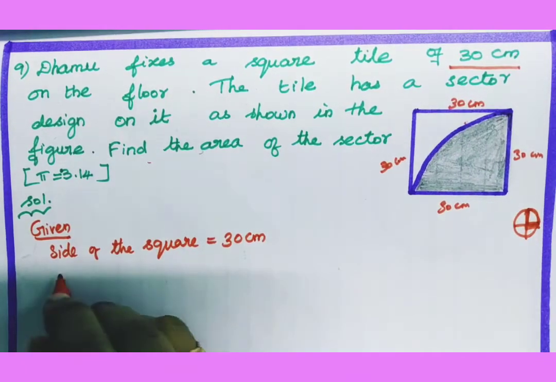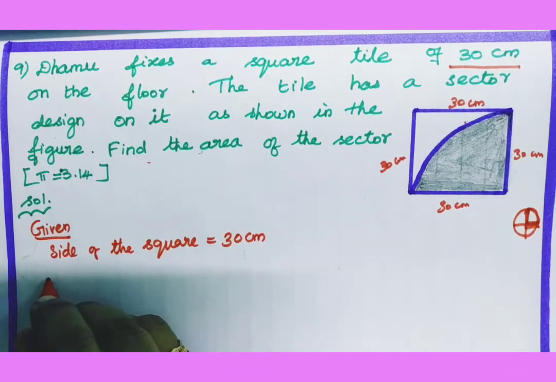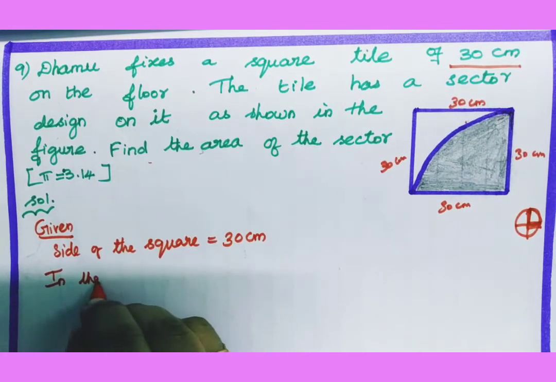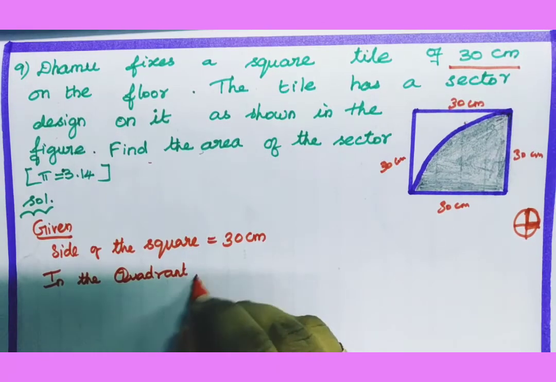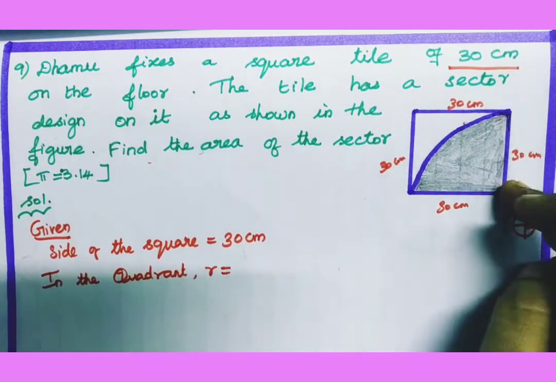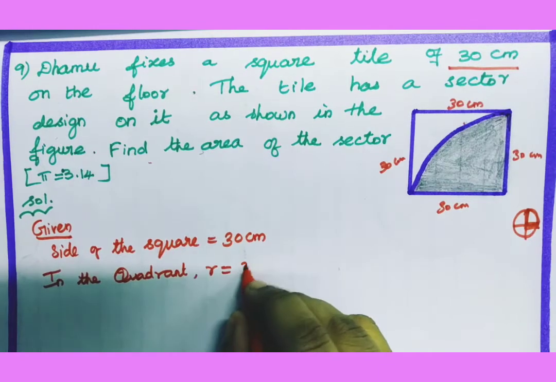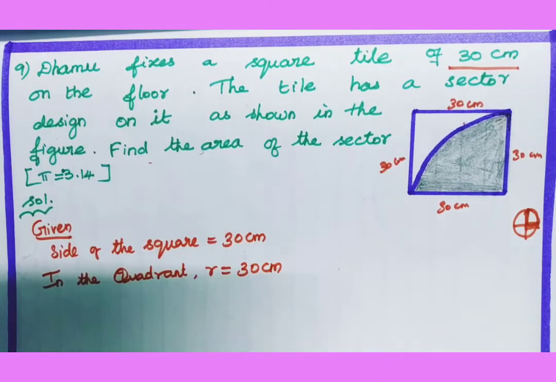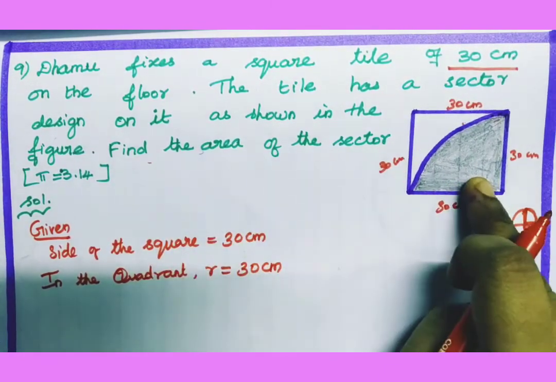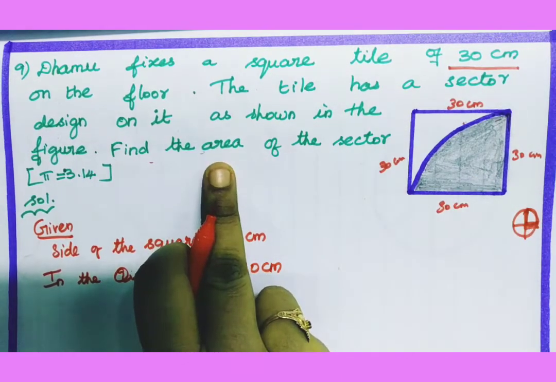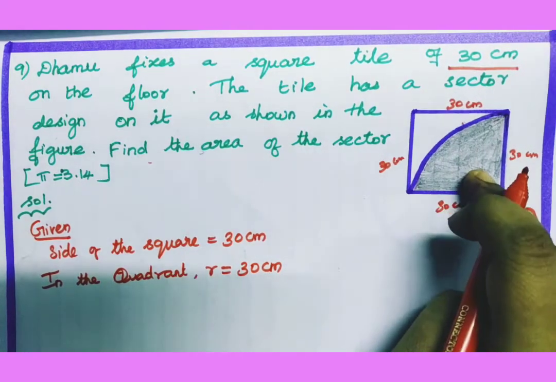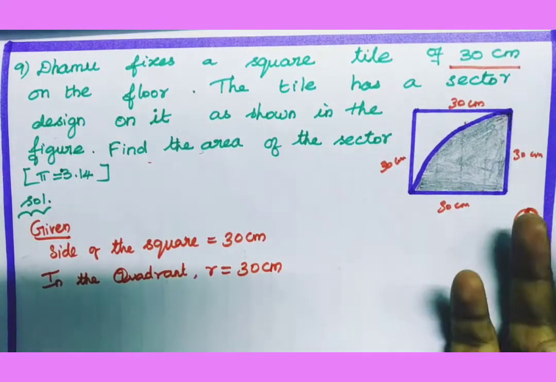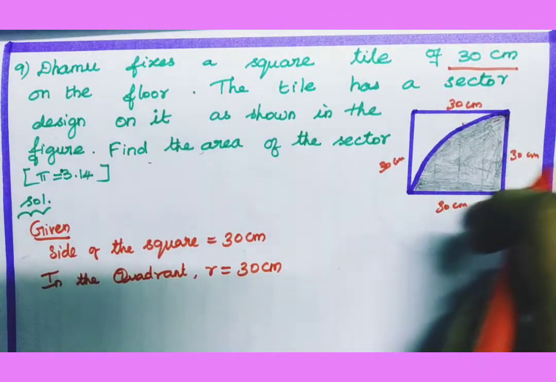So we can consider in the quadrant, the radius is equal to what? This also radius, this also radius, 30 centimeter. Okay, now when the quadrant is given, what is the area of the sector? We can say area of the sector or area of the quadrant. Both are equal only here. So I am going to find out the area of the quadrant.